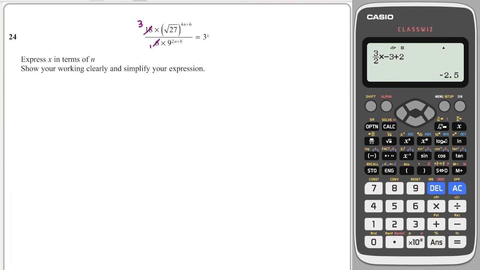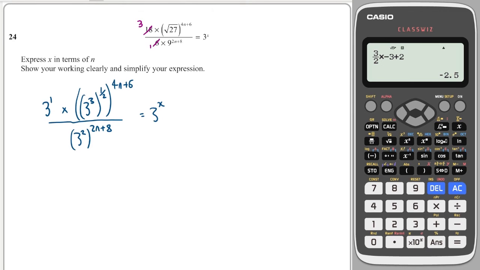Okay, and now what I'm going to do is change all of my numbers into powers of 3. So I've got 3 to the 1 multiplied by 27, which is 3 cubed, but when I square root, that raises it to the power of a half. When you square root something, it's raising it to the power of a half. And then that has been raised to the power of 4n plus 6. And that's all over 9, which is 3 squared, and that's been raised to the power of 2n plus 8. And this is equal to 3 to the x.